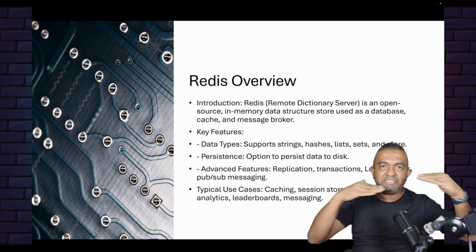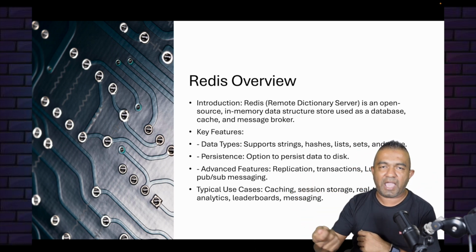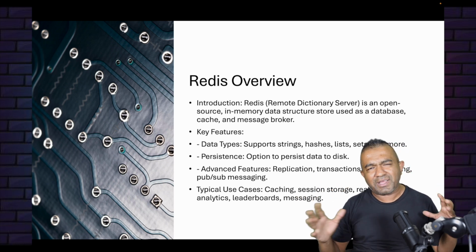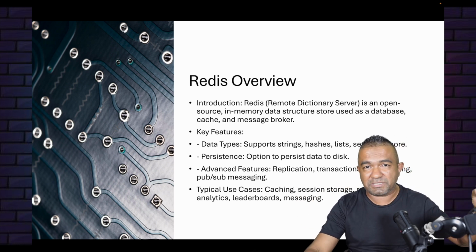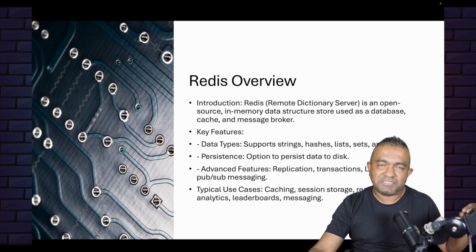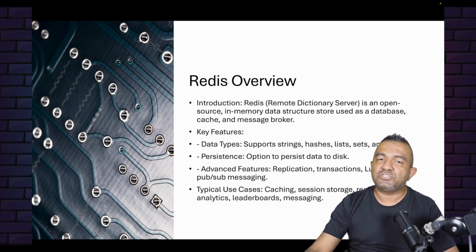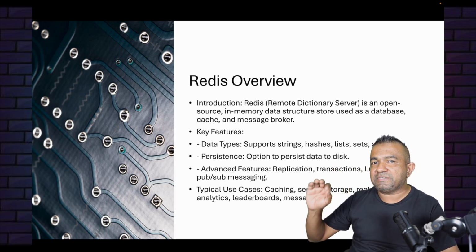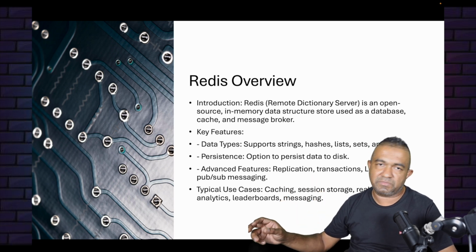You can use Redis to get events. When something happens in Redis, you can emit events. I mean, you cannot replace Kafka with Redis, but in certain ways you can use it as a message broker. As I said, it has multiple data structures, which we are going to discuss in a minute.